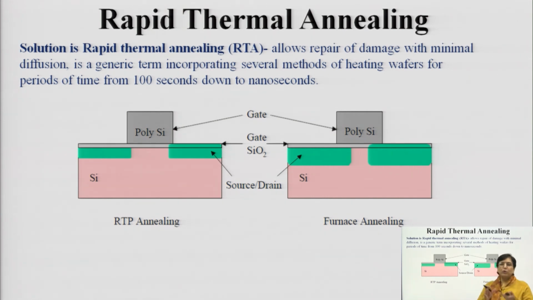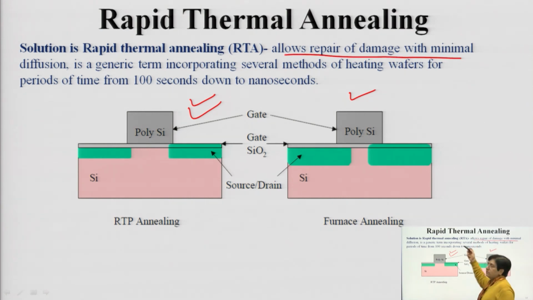So, there are pros and cons of every process. Earlier we were using this particular furnace annealing method, but RTA is the improved version of it. RTA allows wafer damage control. There are several methods to heat the wafers which have already gone through ion implantation, and to control the damage incurred because of the ion implantation, we need to settle down those active species, and therefore we are going ahead with annealing.